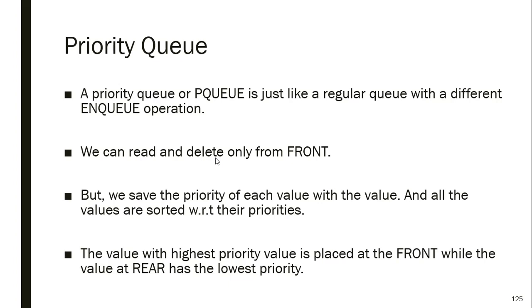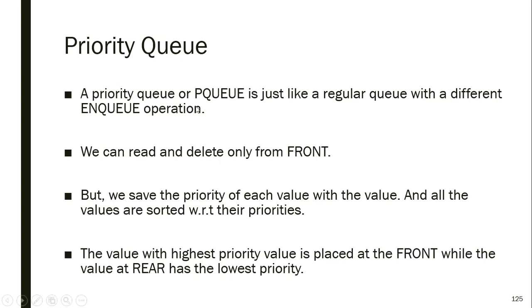So this unethical type of concept is called a priority queue. In a priority queue, you can dequeue in the same fashion, meaning dequeue will only occur at the front of the queue, so the value at the front of the queue will be entertained first. But will the values be entered in the same fashion? No, there is a change. The enqueue operation is changed.